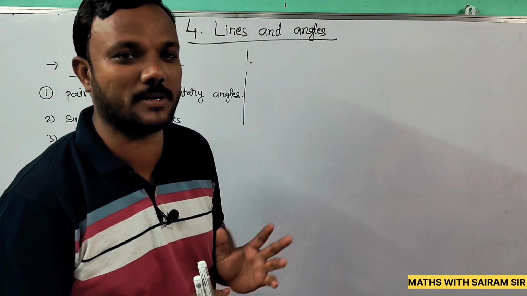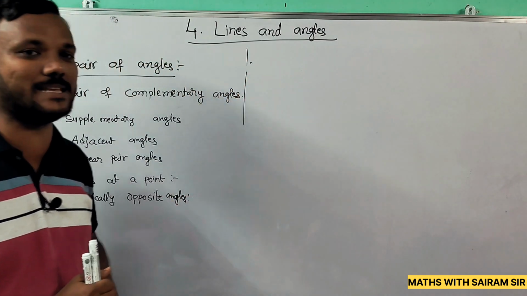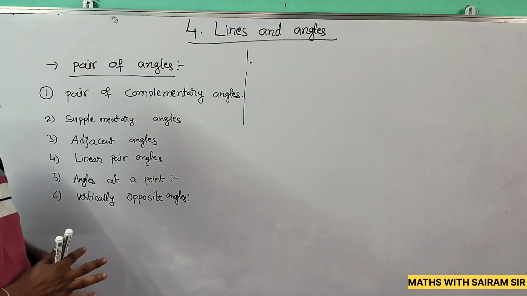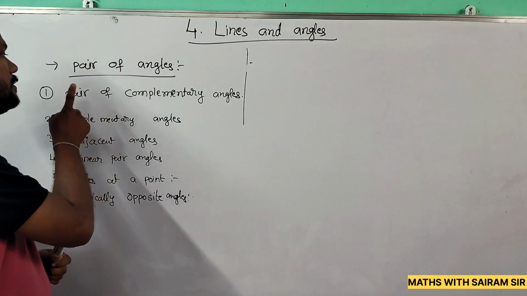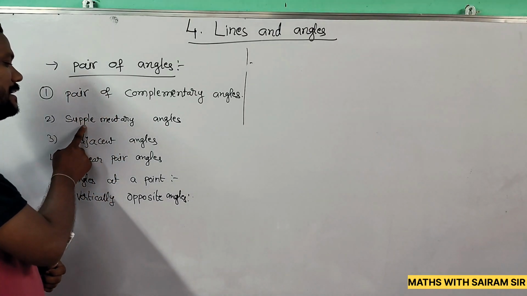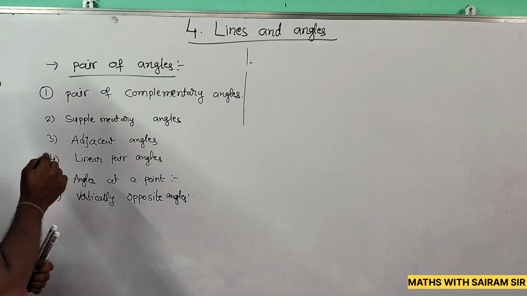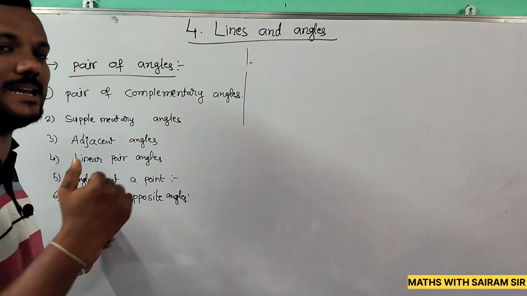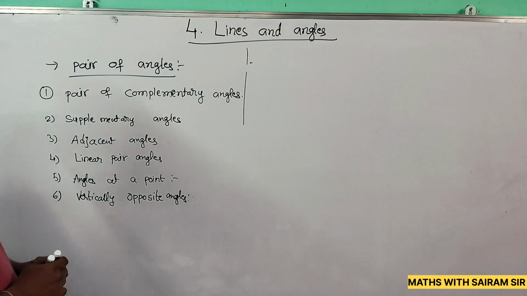Now we are going to discuss our next concept, which is related to lines and angles of class 9. Now we are going to discuss a pair of angles. In this we have to learn about a pair of complementary angles and a pair of supplementary angles, then linear pair angles, then vertically opposite angles and adjacent angles. These are the concepts that we are going to discuss.